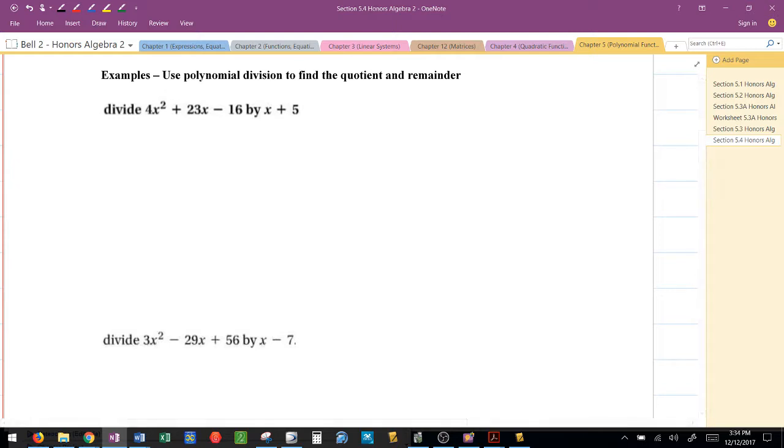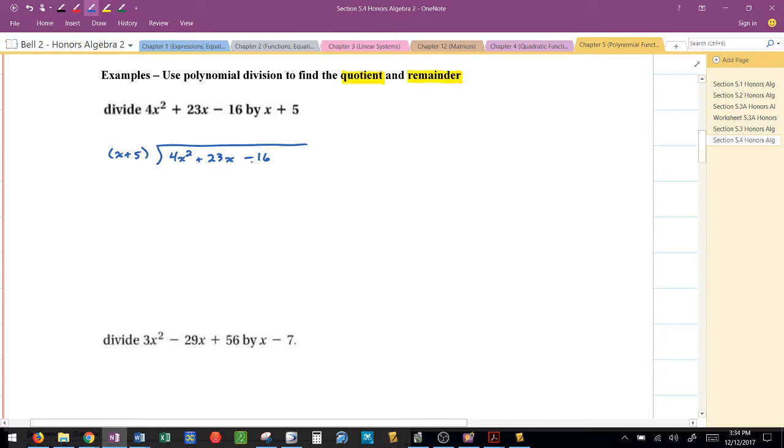They want us to find the quotient and the remainder. Remember, the quotient is what you get, the remainder is what's left over. To divide this, I'm going to set this up as x plus 5 divides into 4x squared plus 23x minus 16. I want to make sure that no variables get skipped from standard form. It goes x squared, x, no x's, so I know it's in standard form.